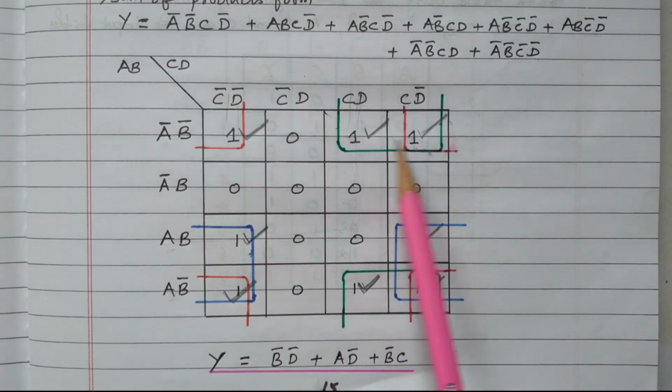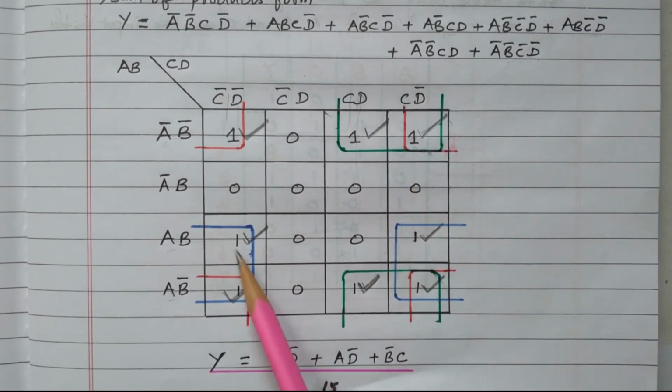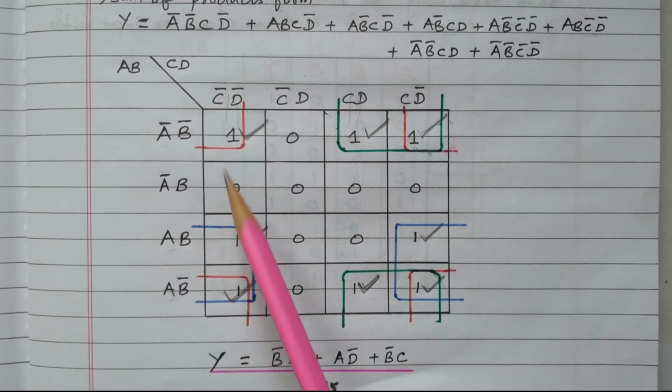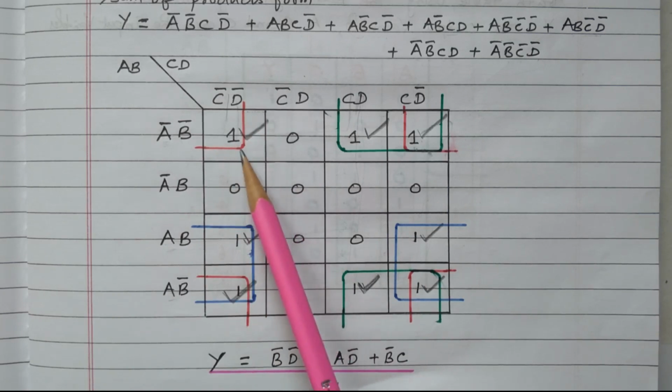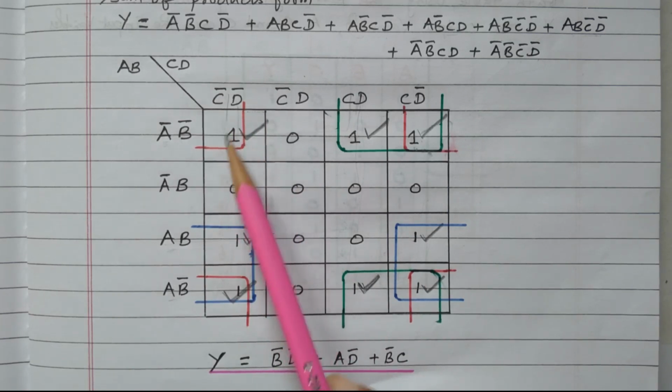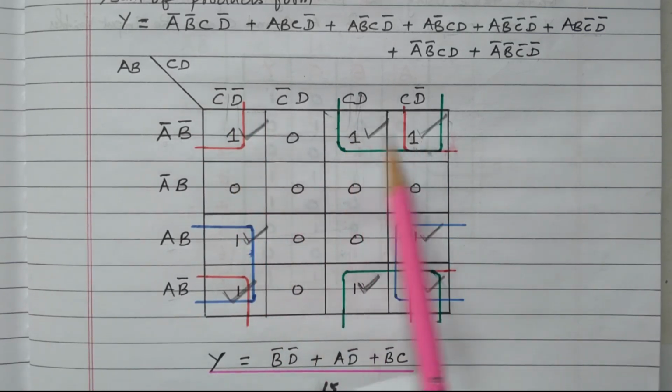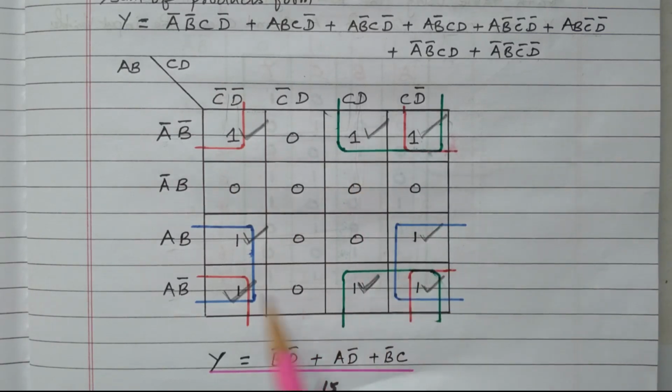See this, here 2 ones are available. Here 2 ones, here 2 ones, 3 ones are available. Here 2 ones are available. This one is available individually. There is no possibility of any grouping. So first we need to concentrate on this one. Here 2 ones are available, here 3 ones are available, here 2 ones are available. So there is a possibility of grouping.